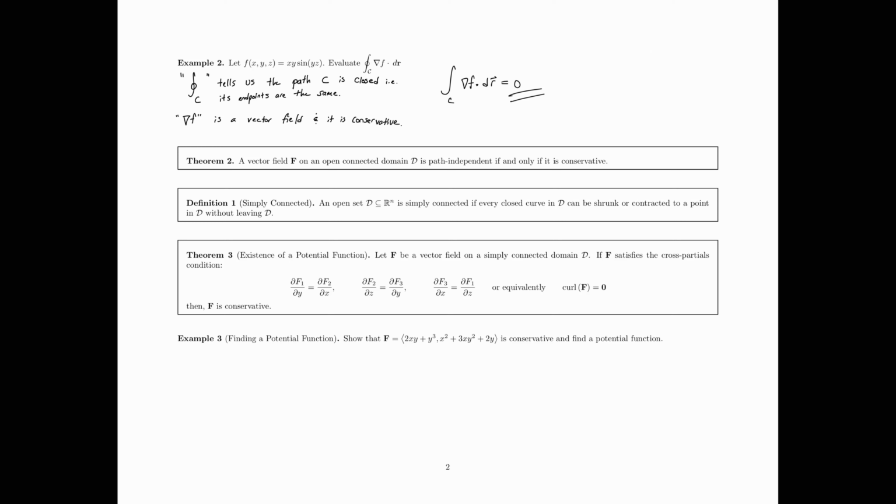All right, next we have example 3, which is how to find a potential function given a vector field. So in this problem in particular, we want to first show that F is conservative and then find a potential function. In general, it's always good to make sure something exists before you go looking for it.